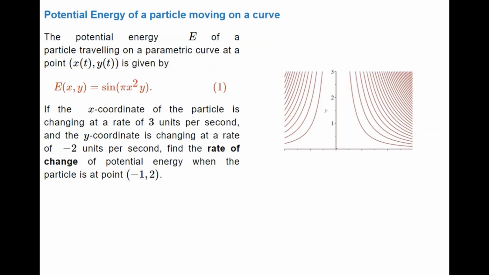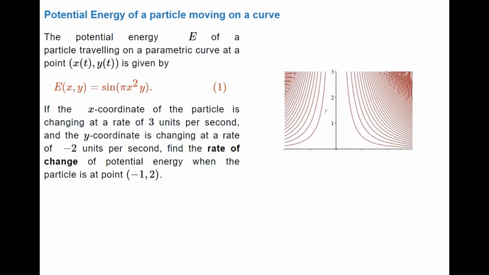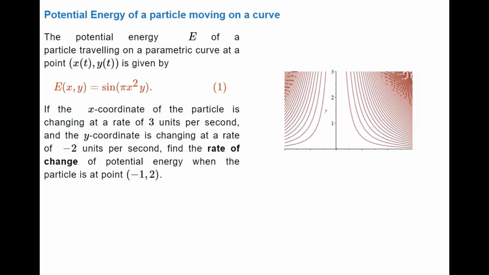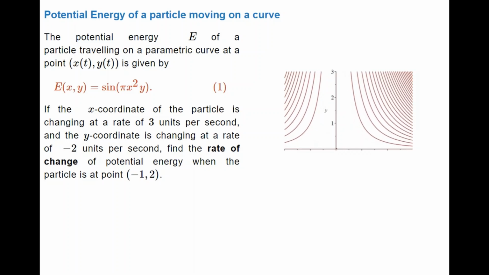Next, we consider another very interesting example of the rate of change of a potential energy of a particle that is moving on a curve. And while the potential energy of the particle is given by the expression E, which is a combination of x and y in terms of sine of pi x squared y, there is a change occurring in x and y because the particle is moving. Therefore, the x and y coordinates of the particle are also changing.